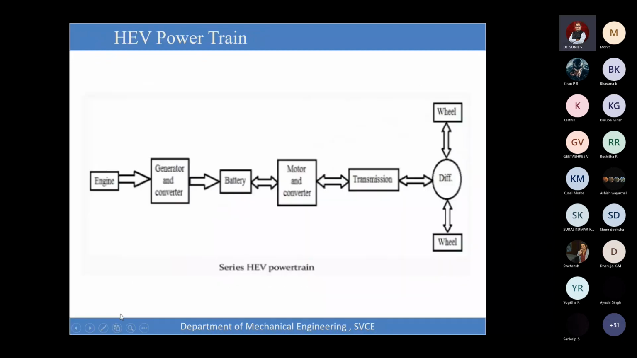Yeah, so this is a powertrain. So how the components are arranged. In an electric car also we had studied this block diagram. So this is with respect to a hybrid vehicle. There will be an engine. The engine will directly drive the wheels as well as it will drive the generator also. The generator in turn will charge the battery. So from the battery the motor will be running, and it will give the power to the transmission.